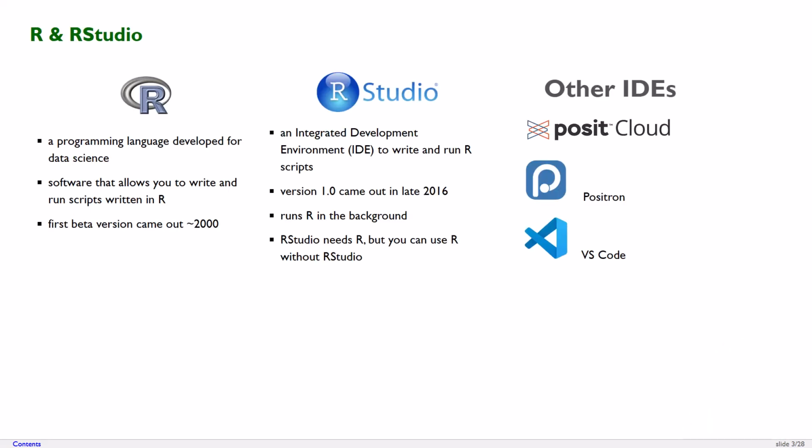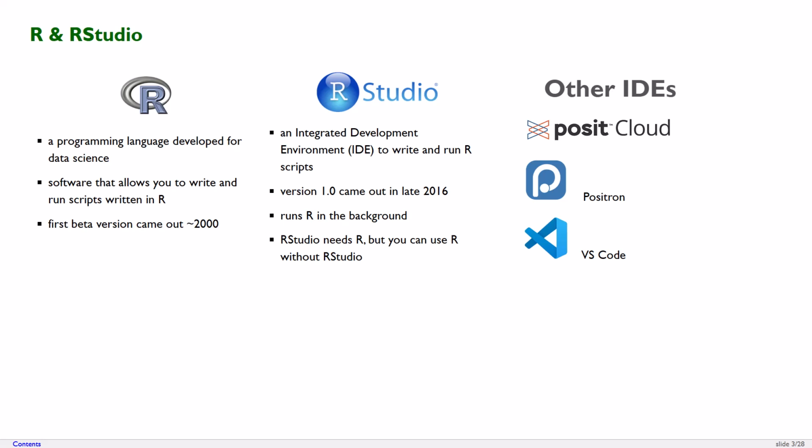First, let's talk about R and RStudio, because these are often mixed up or assumed to be the same thing. First and foremost, R is the name of a programming language that was inspired by S and developed specifically for data analysis and statistics. R is also the name of software that you can download and install from CRAN to work with R, including writing and running scripts. R first came out in the early 2000s, so it's 25 plus years old and very mature.